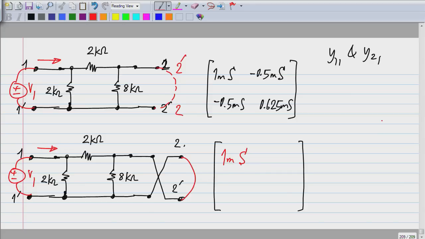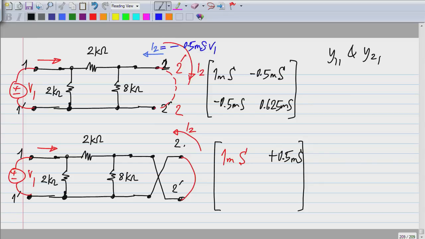Now, Y21, I have to measure I2, okay? So, that is flowing from 2 prime to 2. If you compare to the previous situation, all that has happened is, previously, I was measuring the current going this way, and now, I have to measure the current going that way, because of the definition of 2 and 2 prime. The current will be exactly the same, because the circuit is exactly the same. So I2, this blue current I have marked, will be minus 0.5 millisiemens times V1, same as before. But in this case, the I2 I am interested in is in the opposite direction. So, this will become plus 0.5 millisiemens.